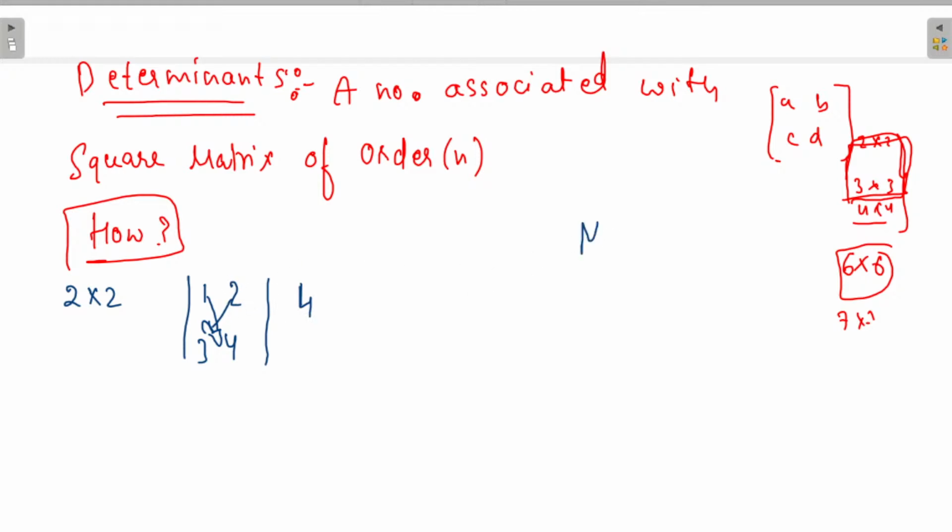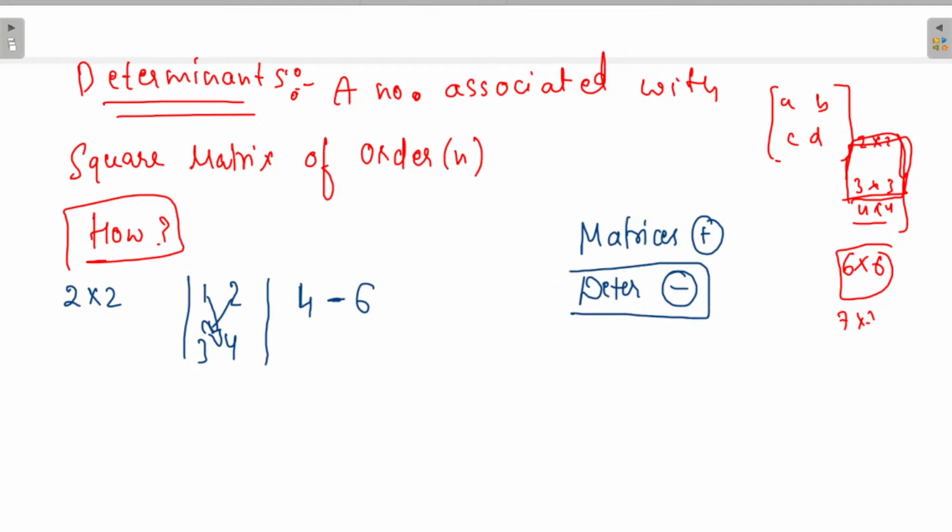In matrices we use plus when we do matrix multiplication, but in determinants we do subtraction. Here we write 4 minus 6, which becomes minus 2. Students get confused over here and may use plus or minus. The very important thing is that in determinants you should use the minus sign. If you write 4 plus 6, this is wrong. It is a rule in determinants that when you multiply the elements, you use the minus sign between them.